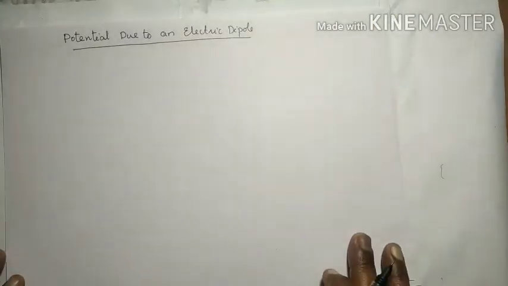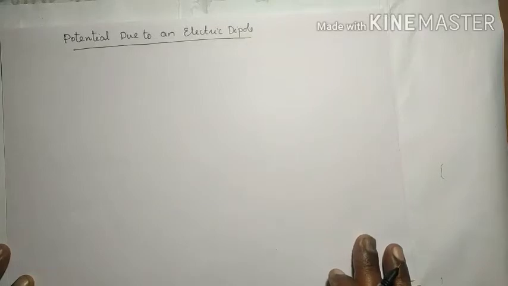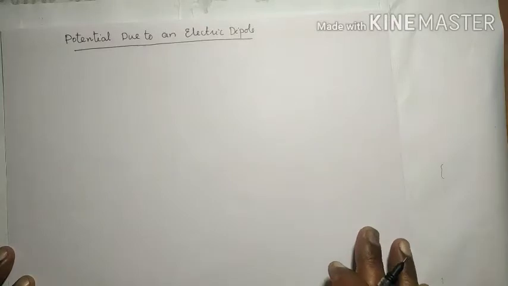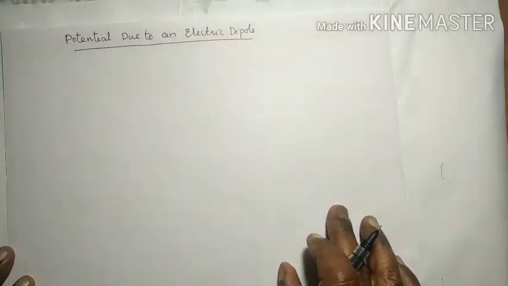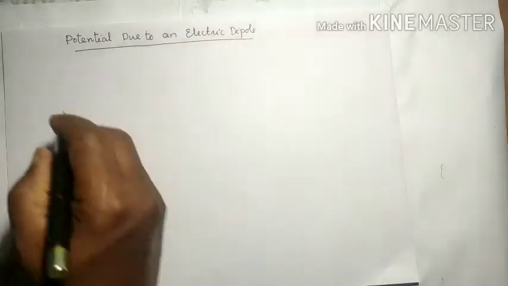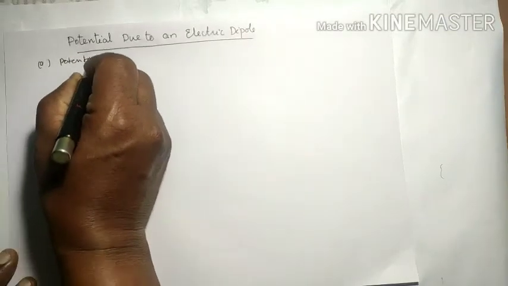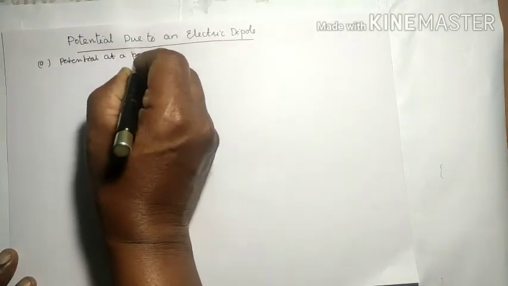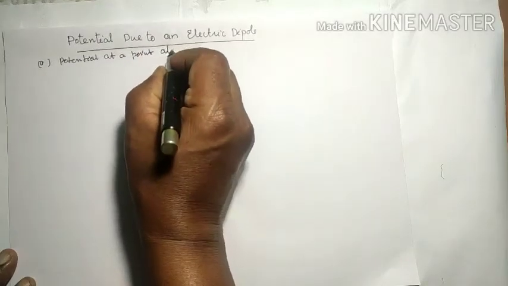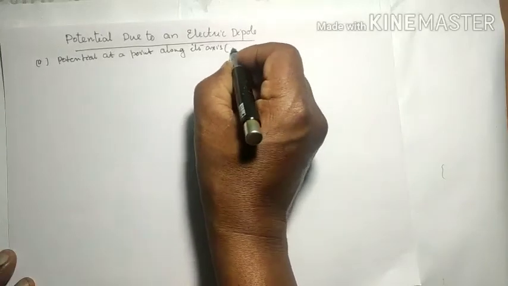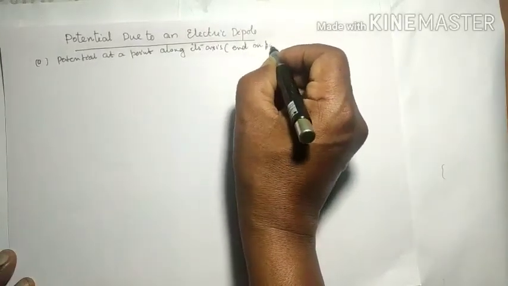Hello students, in this lecture we will discuss potential due to an electric dipole. Two equal and opposite charges, minus q and plus q, separated by a very small distance constitute an electric dipole. So first, find the potential at a point along its axis. This is the end-on position.